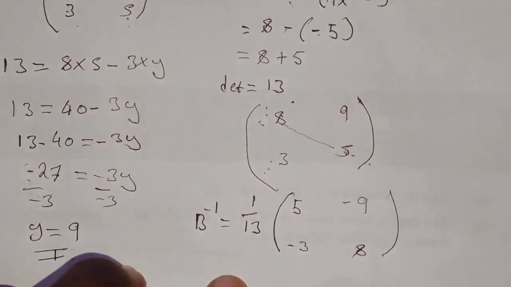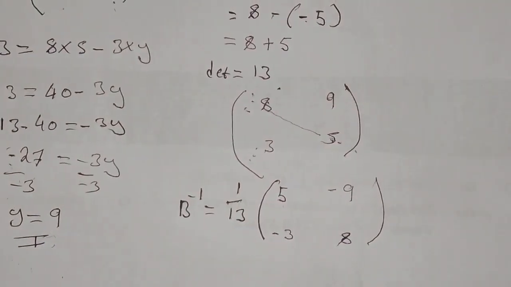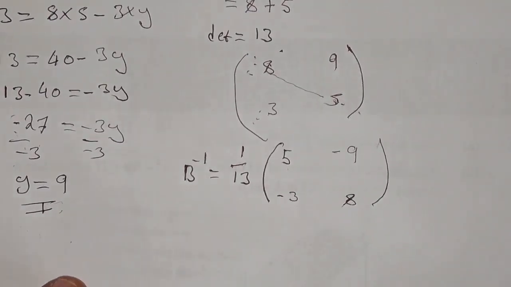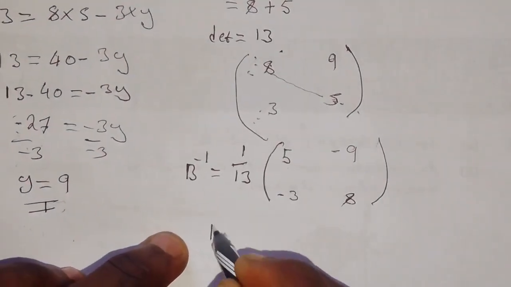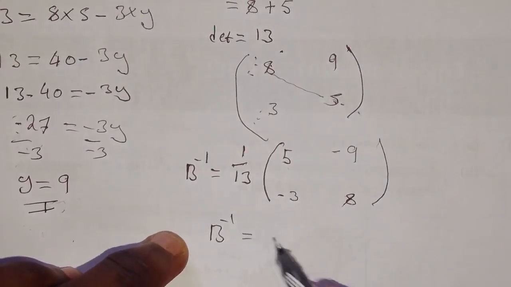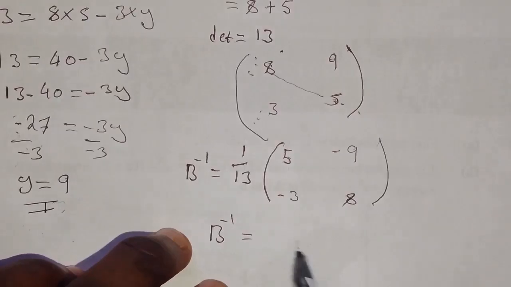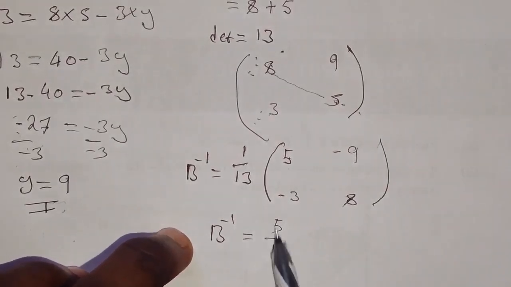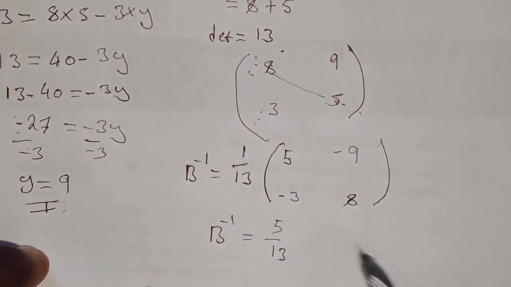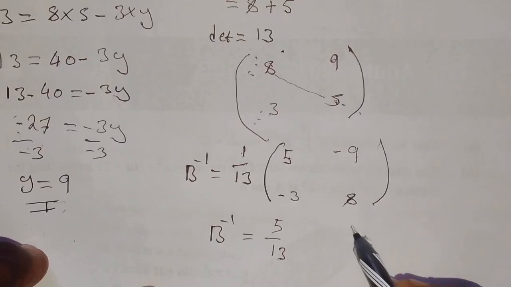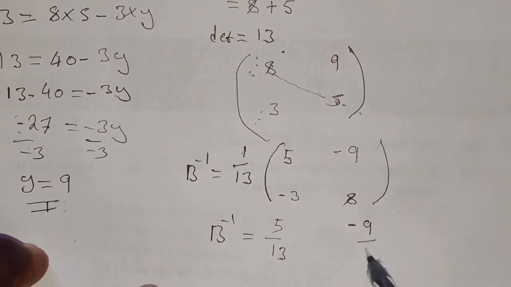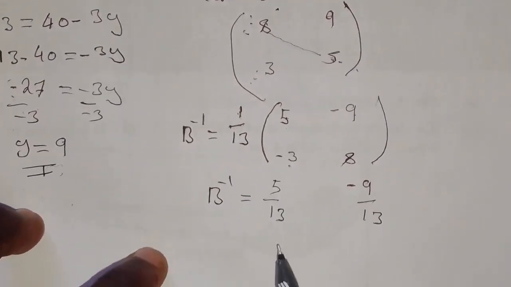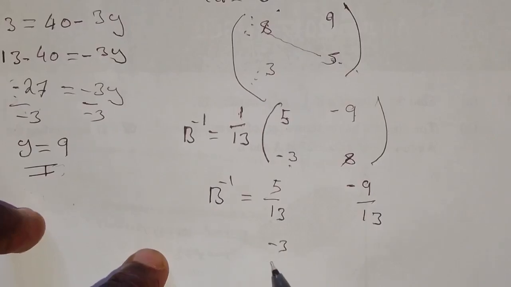Okay, so this is the inverse of B. If you want, you can end here, but if you want, you can proceed to this stage. So we're going to have B inverse equals, 1 multiplied by 5, we're going to have 5 over 13. 1 multiplied by 9, negative 9, we're going to have negative 9 over 13. Also 1 multiplied by negative 3, we're going to have negative 3 over 13.